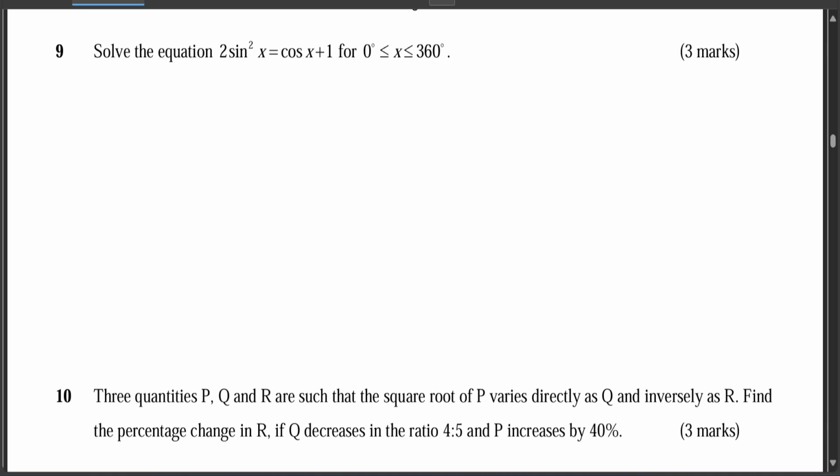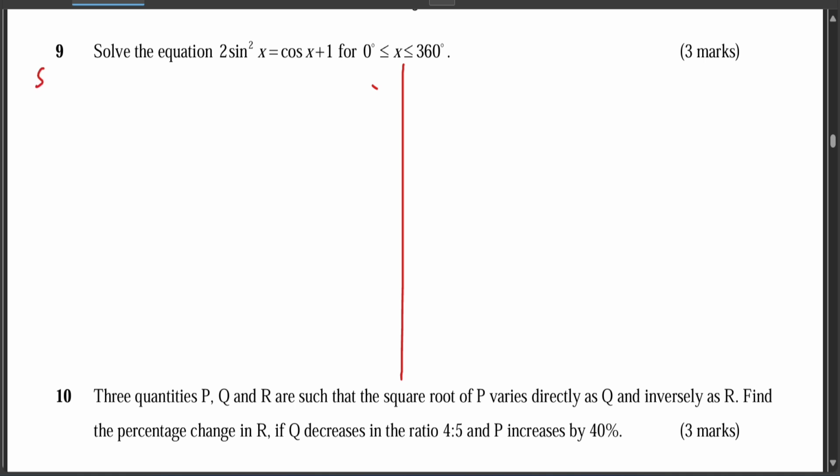So question 9. Solve the equation 2 sin squared x is equal to cos x plus 1 for values that range from 0 degrees to 360 degrees. So a very easy question. Okay, let's use this base. So now, usually there's a sine, there's a cos. So you can solve for two unknowns. Lazima utafute unknown moja ndio uweze kusolve.